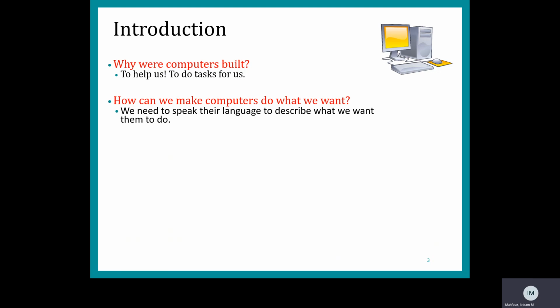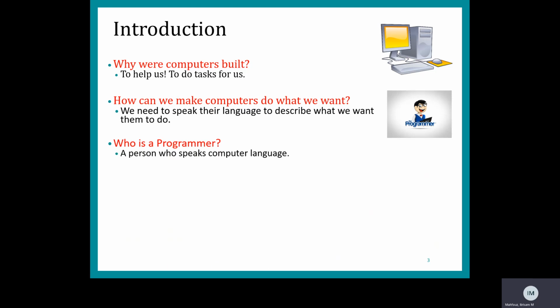And so when we want the computer to do something, how do we make the computer do that? Well, we need to write some program, and we need to be able to do that in the computer language. So if you want the computer to do something, you need to be able to talk computer language in order for them to do that task. And so you as a programmer will be talking that computer language. You will be able to design, create, and test computer programs.